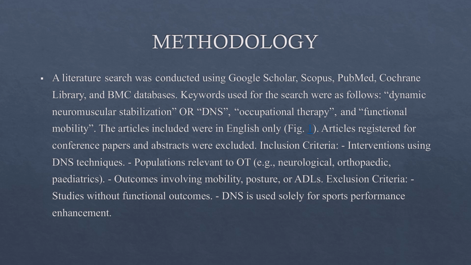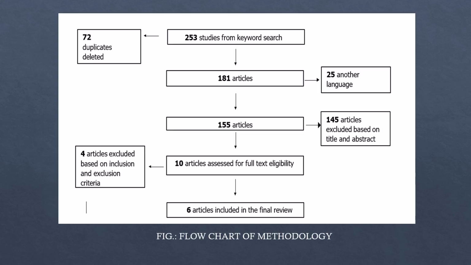Inclusion criteria were DNS as the core intervention, and population relevant to OT like neuro, ortho, or pediatrics. Outcomes involve mobility, posture, or ADLs. Exclusion criteria were studies lacking functional outcome measures, and DNS used solely for athletic performance. PRISMA guidelines were used for screening and selection, as shown in the flowchart.